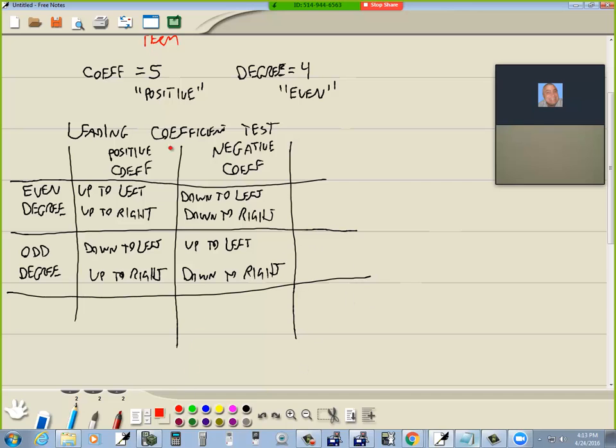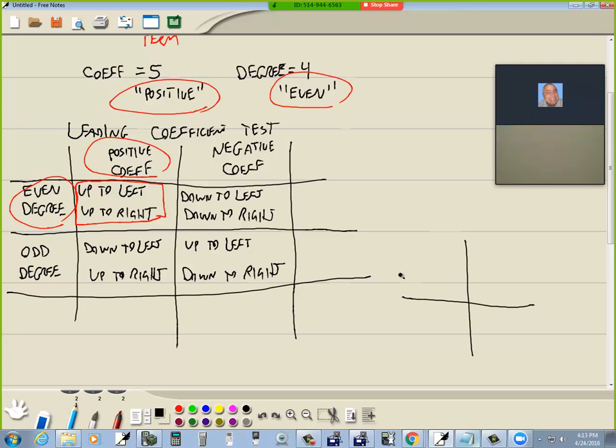Now, specifically in this problem, remember we said we got a positive coefficient and an even degree. So positive coefficient and even degree. So the description of what's happening as it goes clear to the left and clear to the right is it's going up to the left and up to the right. I don't know what this graph looks like, but I know as it goes clear to the left, it's going up forever. And as it's going clear to the right, it's going up forever.